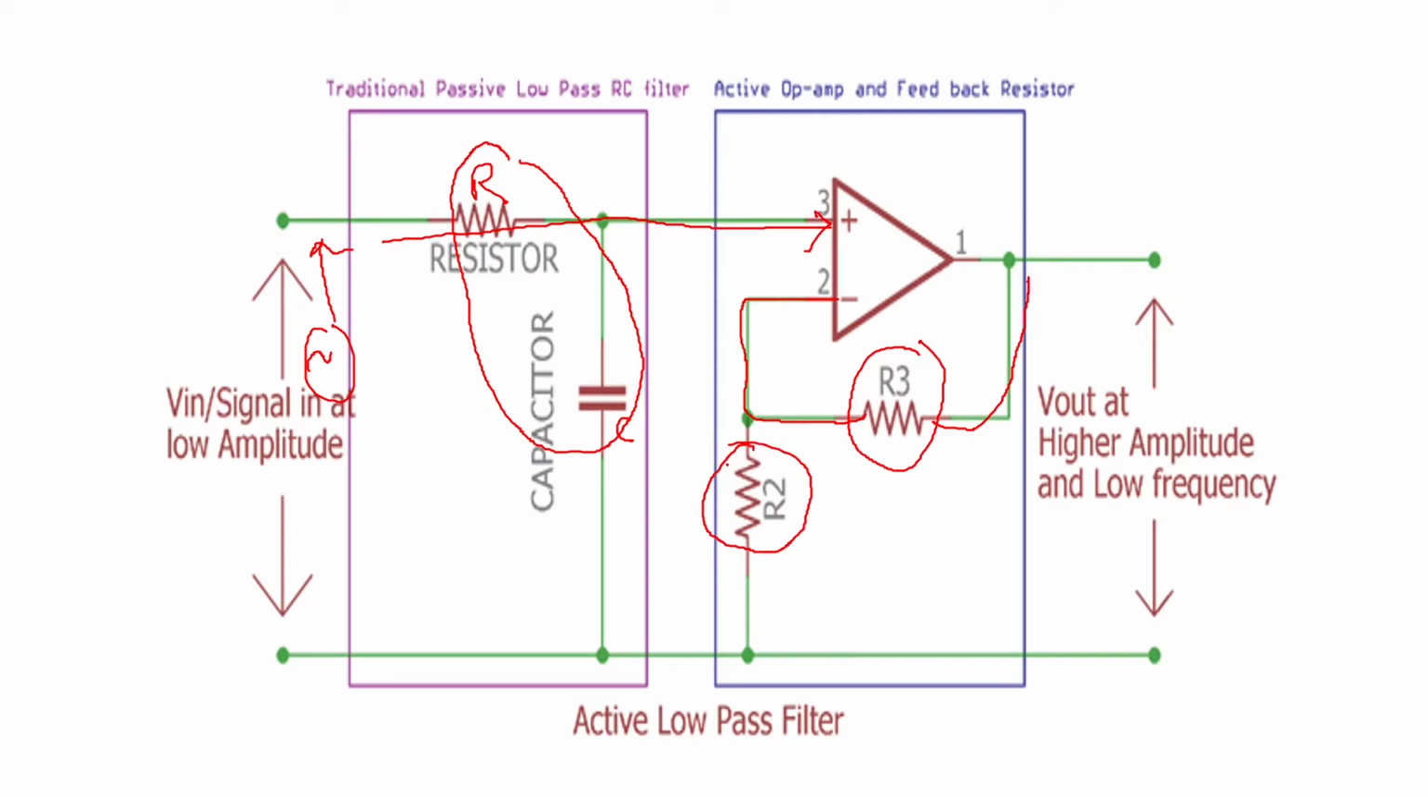Okay, so here the gain for this non-inverting amplifier will be 1 plus feedback resistor upon the input resistor. So if you take R3 as 10 kilo ohms and R2 as 1 kilo ohm, then it will be 10 plus 1, that is 11 will be the gain, and the output will be 11 times more than the input. So this combination of op-amp and the low pass filtering is called an active low pass filter.